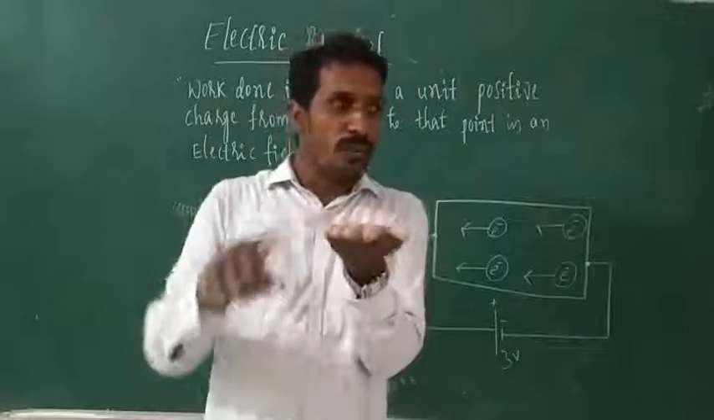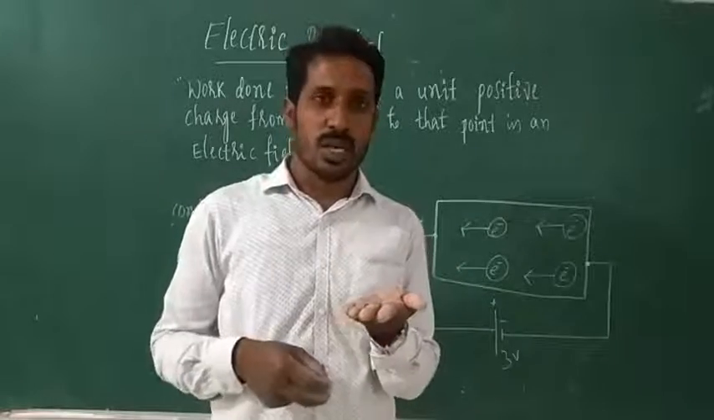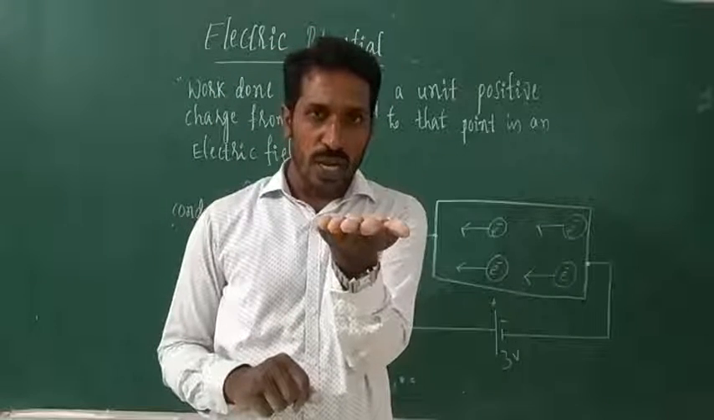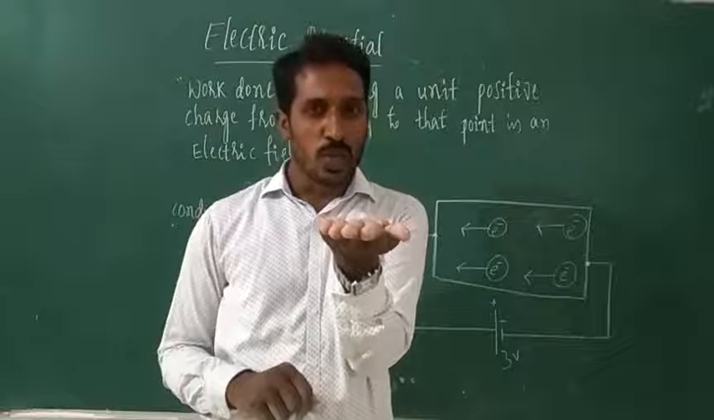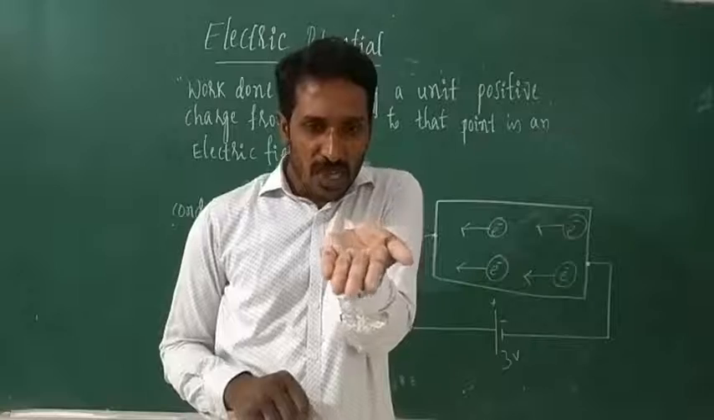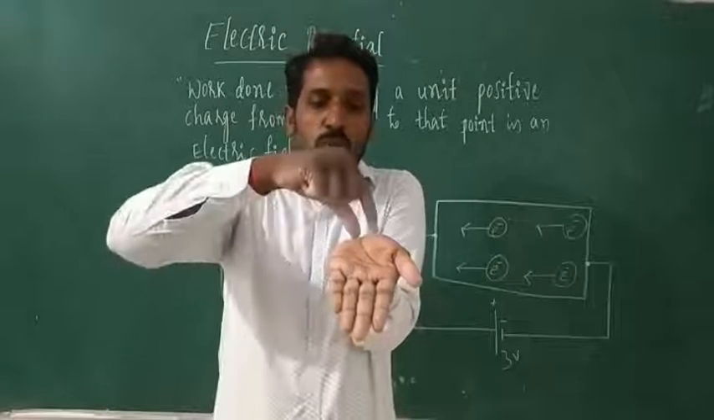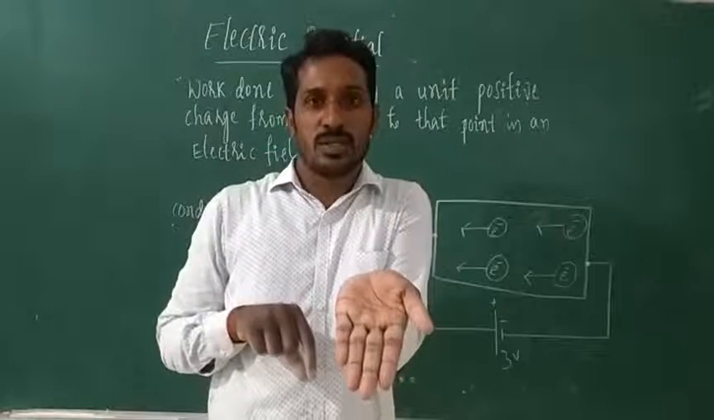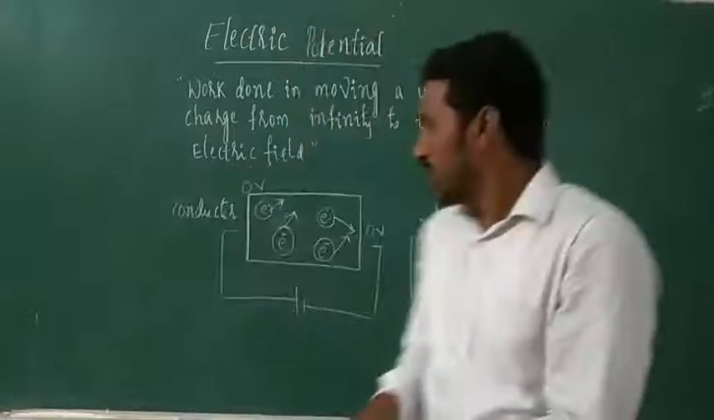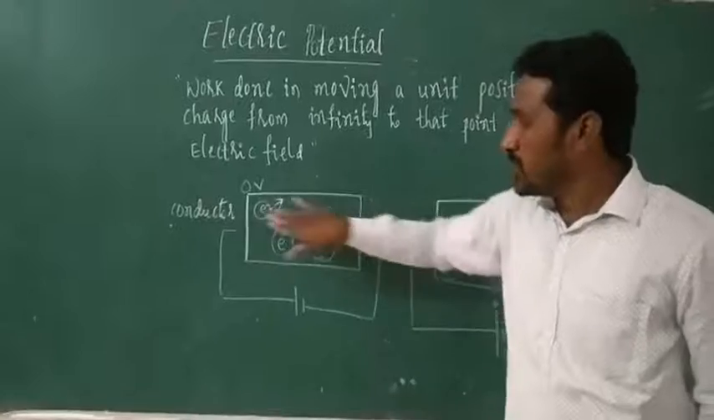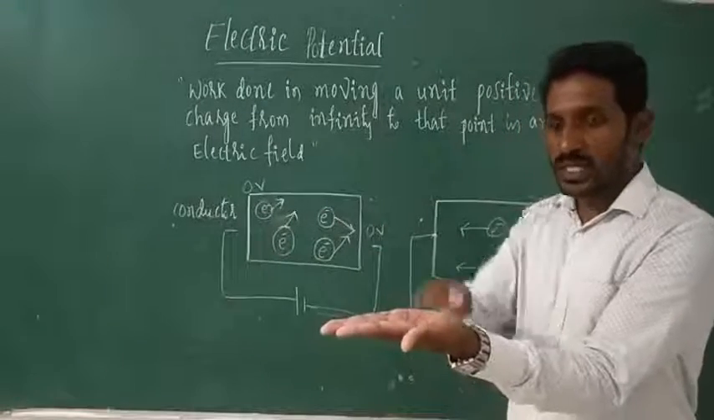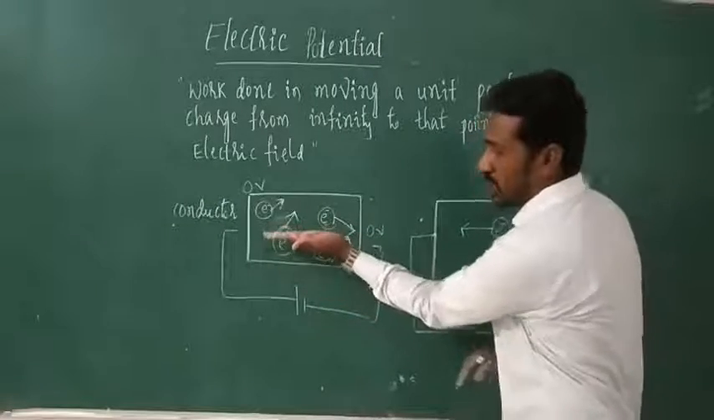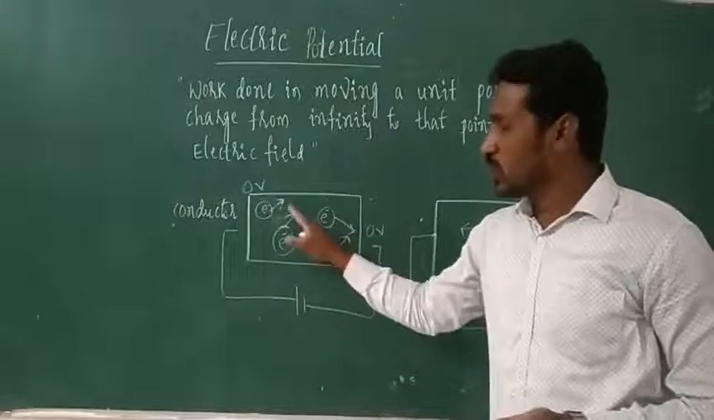Suppose you take your lunch plate, pour some water, and hold it perfectly horizontal. Does water move? No. Just tilt your plate. What will happen? Water moves from higher potential to lower potential. When water moves, the charges also move. Same case: when both the ends have the same potential, like your plate, charges will not move. So there is no flow of current.